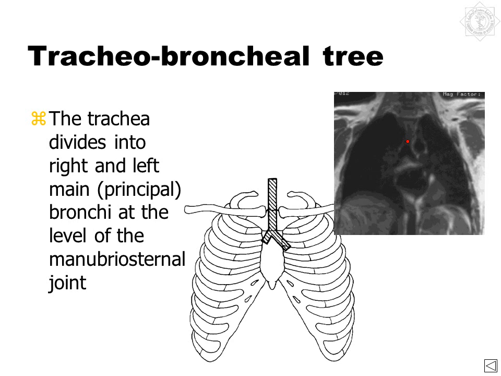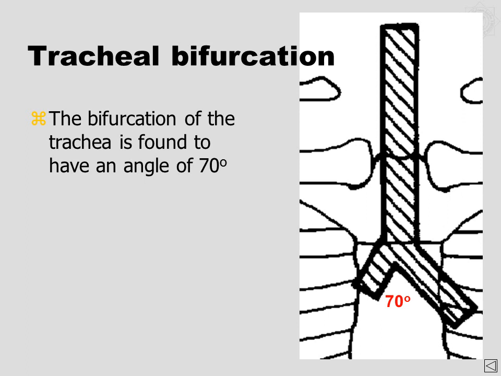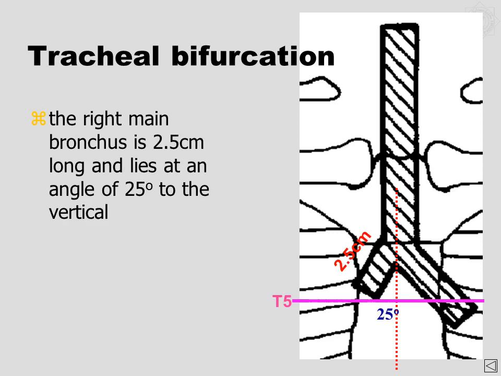At this position, one of the structures present is the bifurcation of the trachea into two main principal bronchi, right and left. This bifurcation is found at an angle of 70 degrees. The right main bronchus is 2.5 centimeters long and lies at an angle of 25 degrees to the vertical.